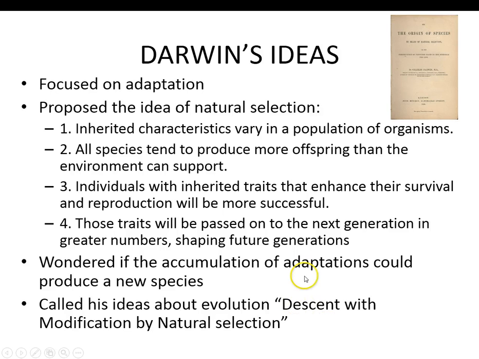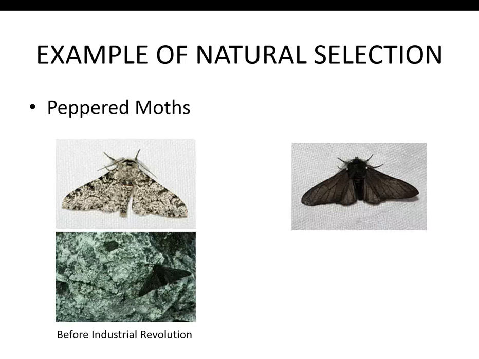Now, Darwin wondered in his publication if the accumulation of these different adaptations could produce a new species. We now know that yes, that is definitely the case: we can see the accumulation of adaptations leading to the development of a new species, but we can also see the accumulation of a single mutation leading to the development of a new species. That's one of the things we'll be talking about in a later chapter, how those new species can form.